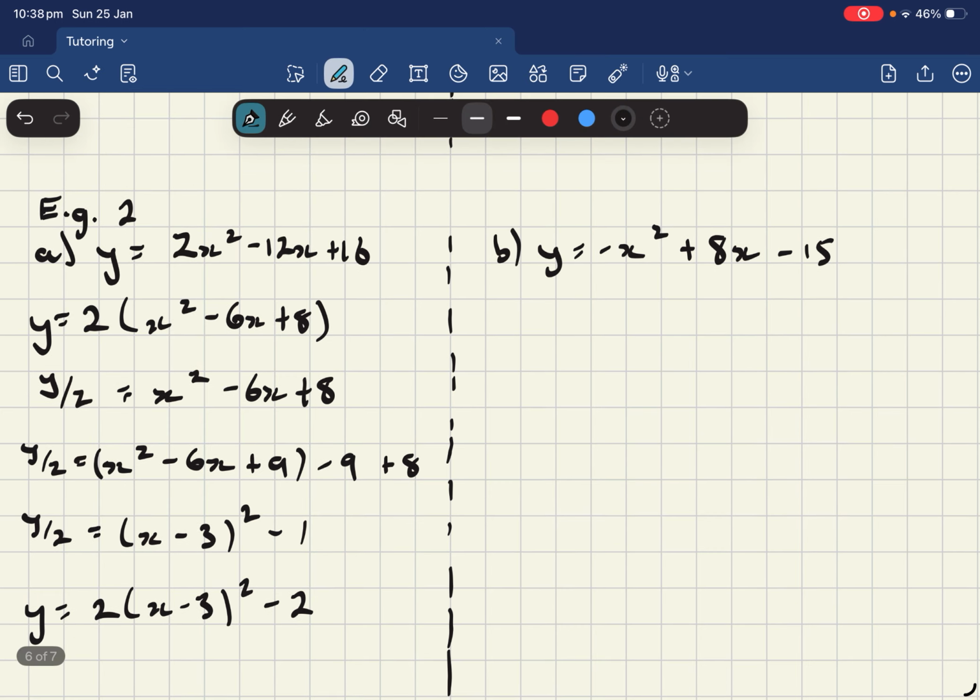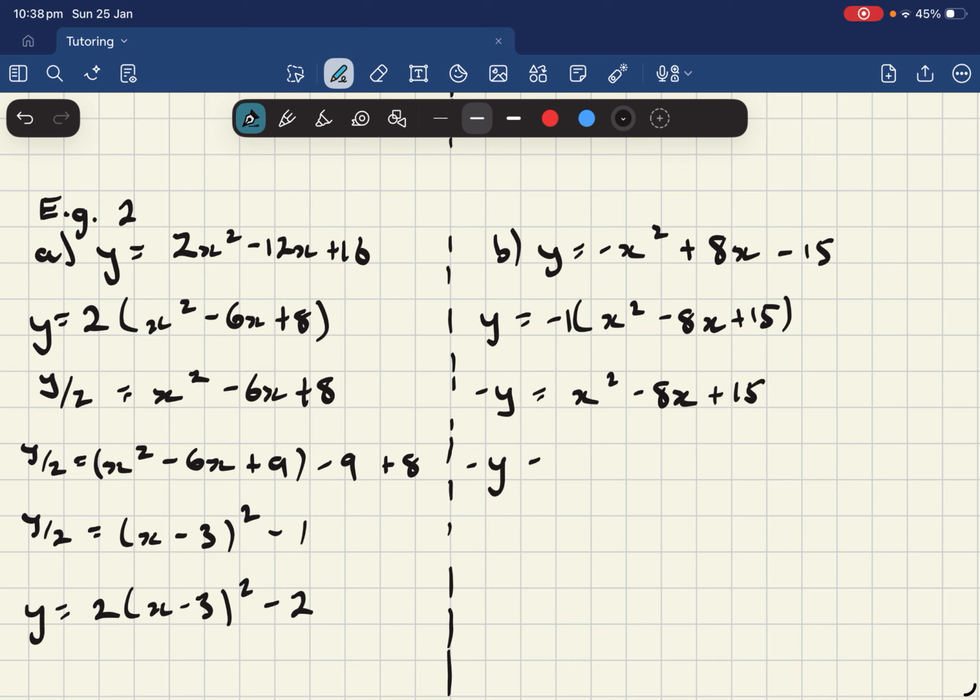Now with this next one, we're going to do the same thing. So I'm going to get y equals, I'm going to factor out the negative 1 here. So I have x squared minus 8x plus 15. And what I'm going to do is divide by the negative 1 to get to the other side. So I get negative y equals my positive coefficient of x squared, so that I can complete this square a lot easier.